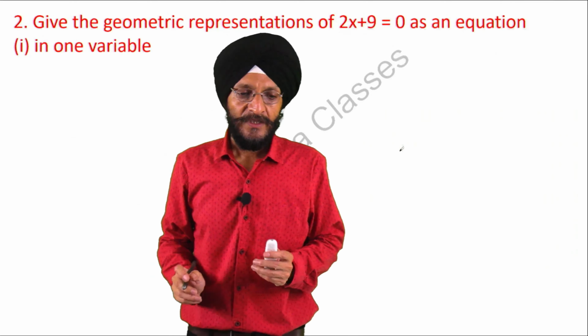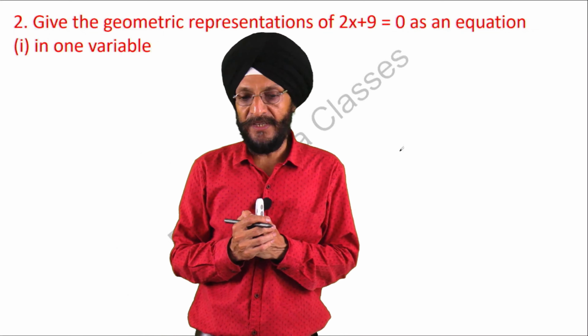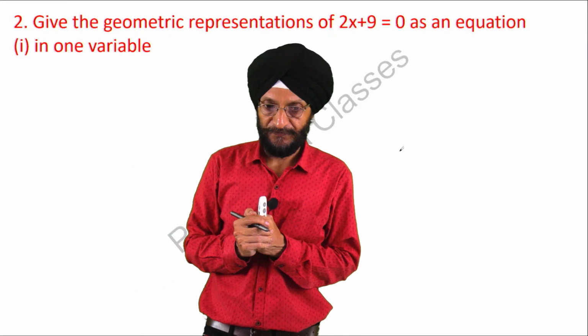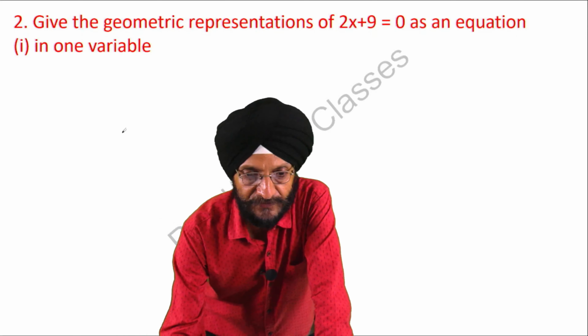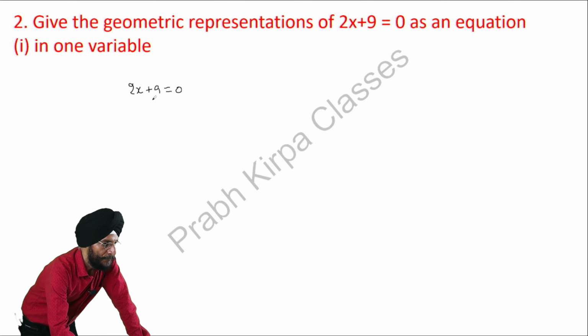Next question: give the geometric representation of 2x plus 9 is equal to 0 as an equation in one variable. This is a very simple question. Here it is given 2x plus 9 is equal to 0. We can also say 2x is equal to, here 9 will go to the right hand side and it will become minus 9. The value of x comes minus 9 over 2, or we can say minus 4.5.